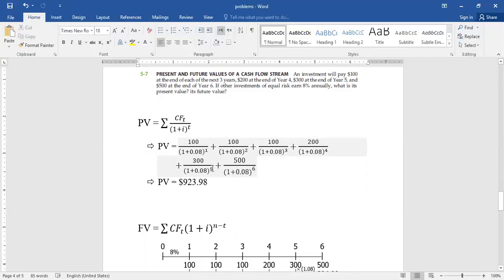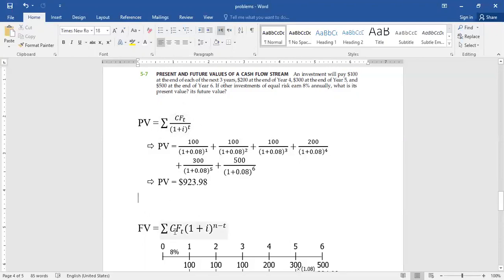I add them all up, I sum them, and I get the present value of this investment. It is $923.98. So this is for the present value of this investment. If I want to find the second part of the question, the future value of this investment, I kind of cross multiply because the present value is the future value over 1 plus I to the power t.